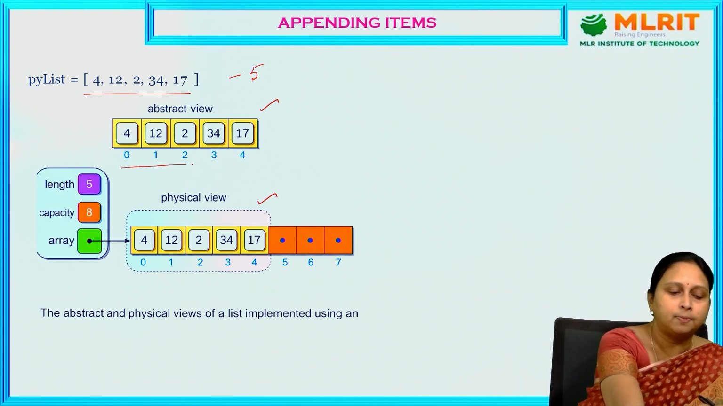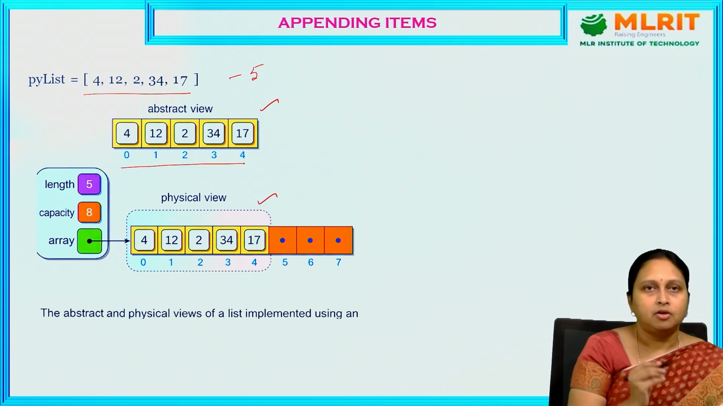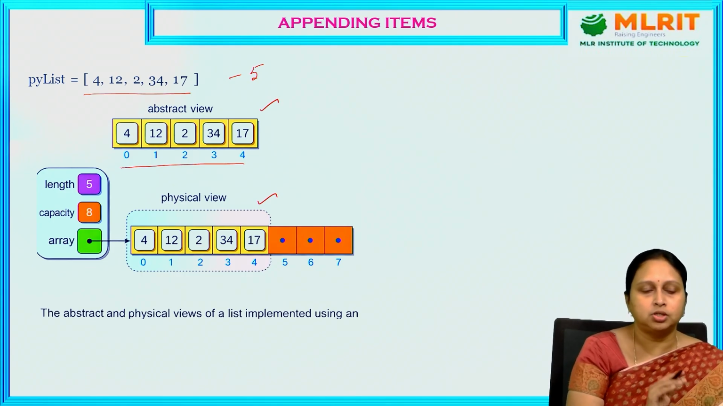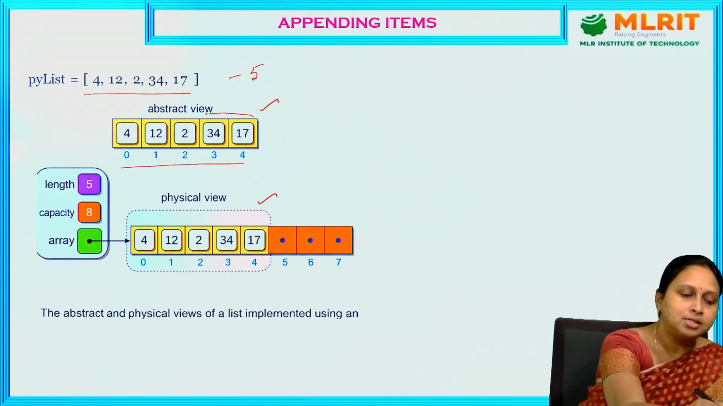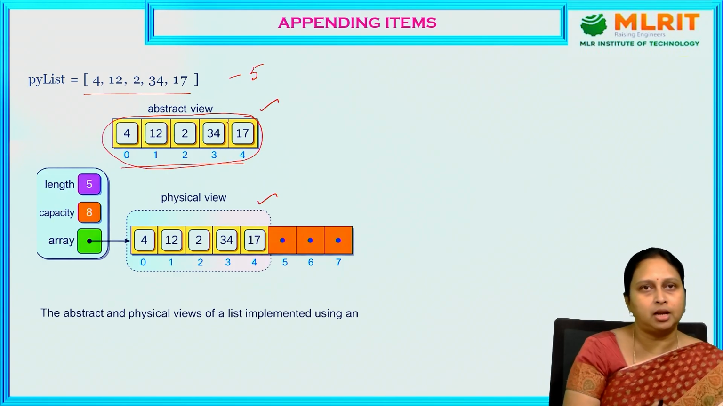Abstract view means when we have a list, it will be stored in an array format like this, starting with index 0 up to 4, that is 0 to n minus 1. Similarly, like an array, we are going to store it. In the abstract view, based on how many elements have been given, that much memory will be allocated, and that will be shown in the abstract view.